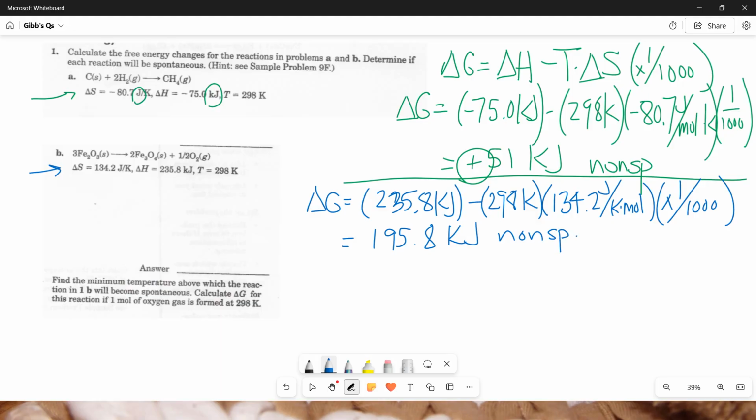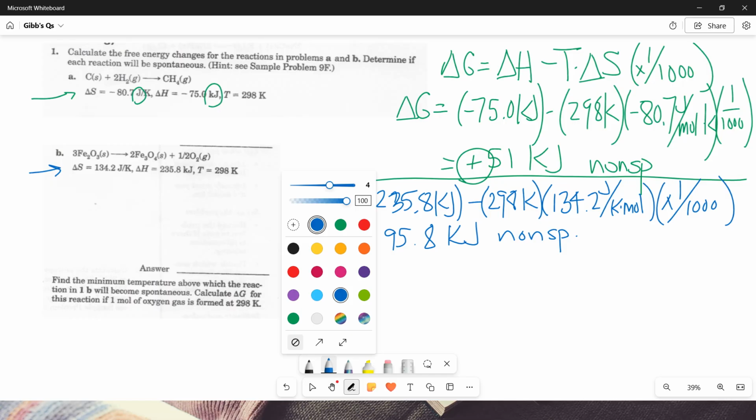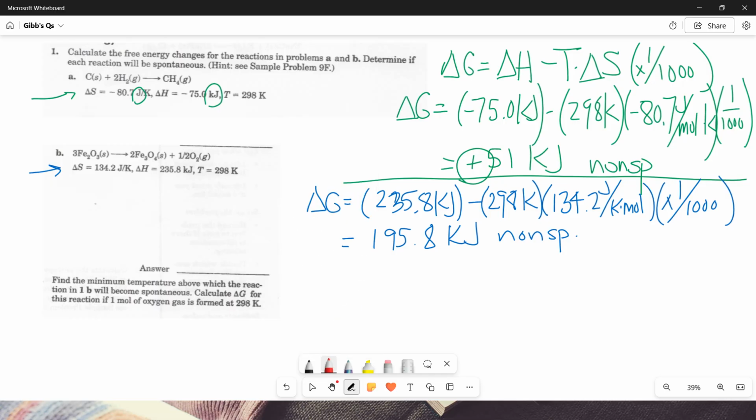Now if we look at the next problem, it says, find the minimum temperature above which the reaction in part 1b will become spontaneous. And then there's another question after that, calculate the delta G for this reaction for 1 mole of oxygen. So we want a negative value here. So I'm just going to say in this next problem that delta G is going to be negative 1. So when it becomes negative, what will the temperature be? So we're going to solve for temperature.